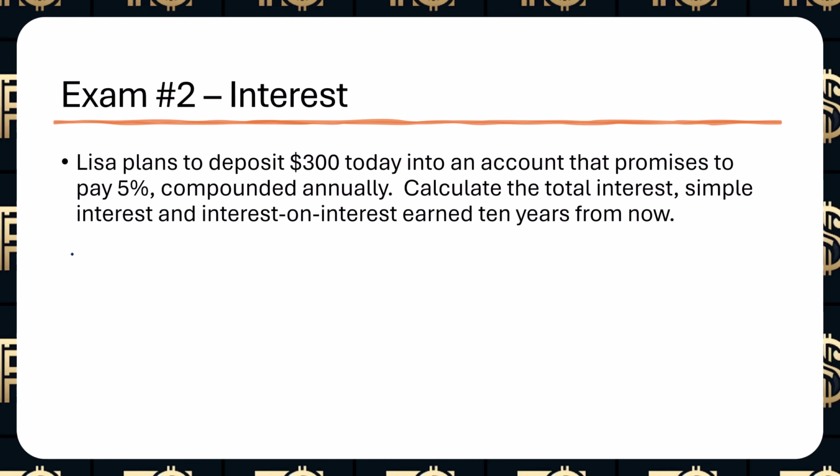All right, we're continuing with the same problem, but we're doing different calculations. So as you can see here, Lisa still plans to make that same deposit, $300 today, into that same account that's promising to pay 5% compounded annually. However, this time we're going to calculate the total interest earned, the total simple interest earned, and then the interest on the interest that was earned exactly 10 years from now. We already know from the prior example that the future value of this account at time 10 is going to be $488.67. Now we need to calculate the total interest earned.